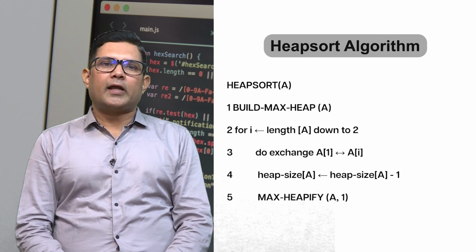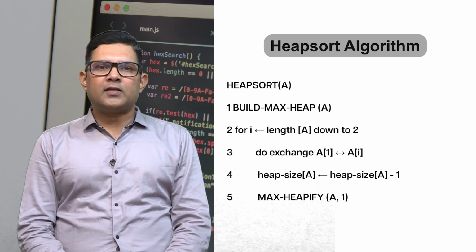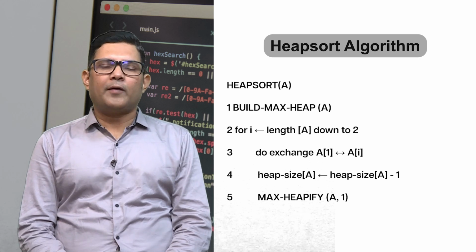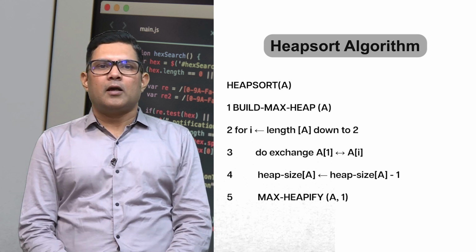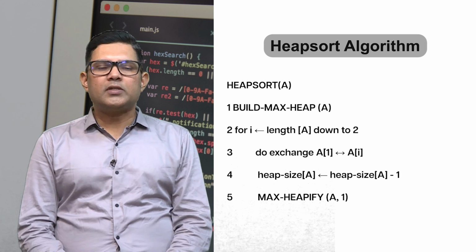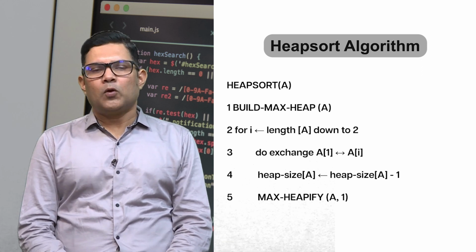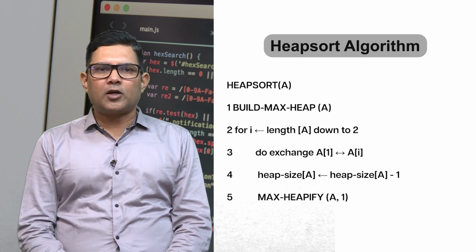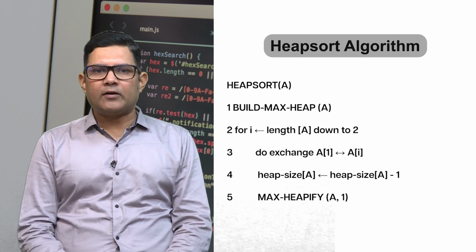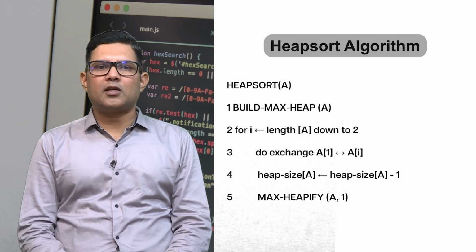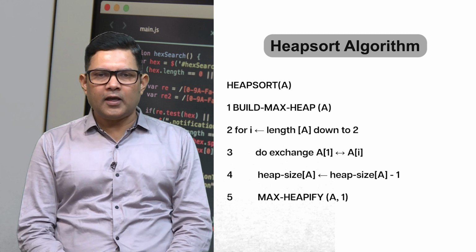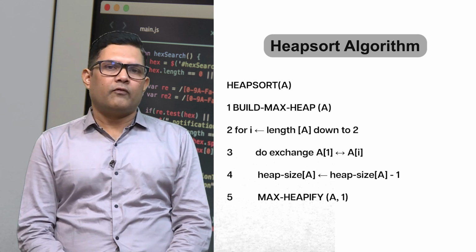So this is the heap sort algorithm. We have to call a function heap sort, where A indicates the given array. In step 1, we have to call a function called build max heap. Using this function, we can arrange the elements into a max heap tree. Step number 2 consists of steps 3, 4 and 5; it is a for loop. The variable i will be initialized with length of A and it will continue up to the value 2.